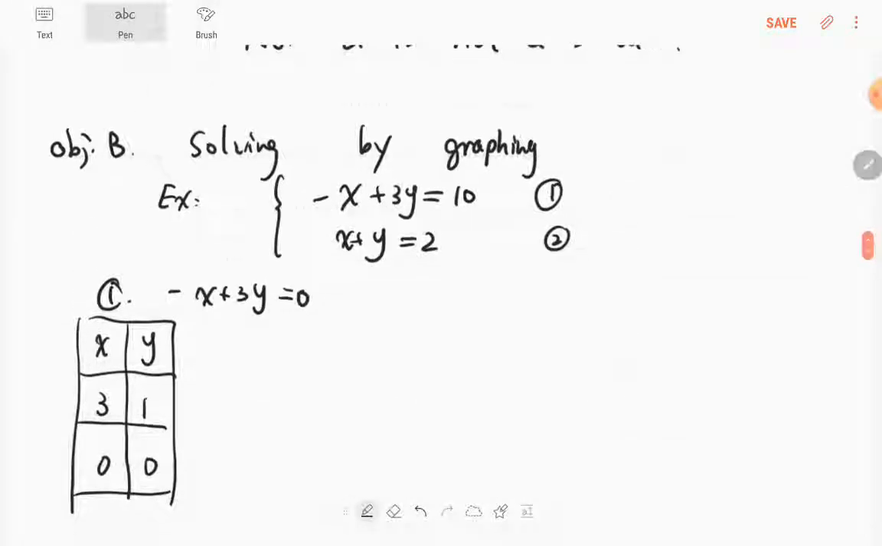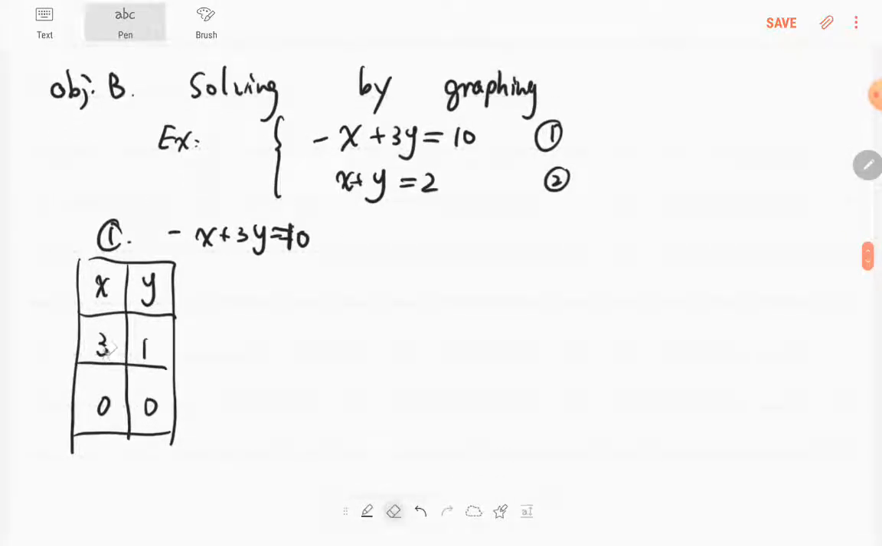Oh, sorry. I copied wrong. So it's not the case. It equals 10, not equals 0. So let's check it again. If x is equal to 0, then let's see, this one is not very convenient for me to draw the graph. So let's say if x is equal to 1, then x is equal to -1 will be good.